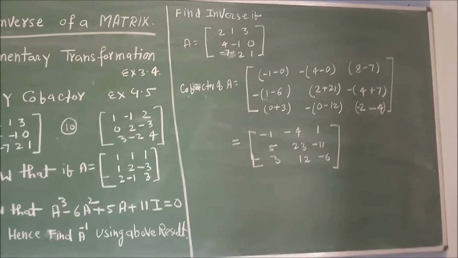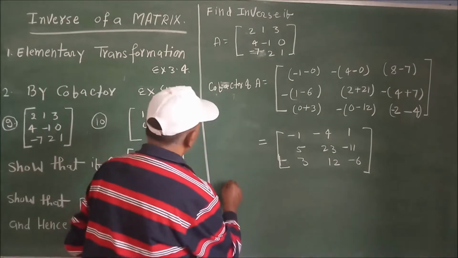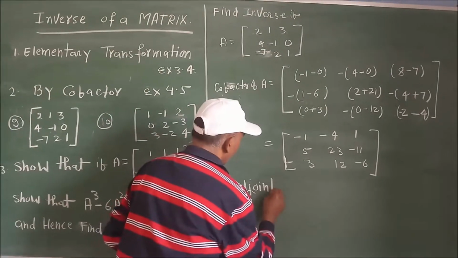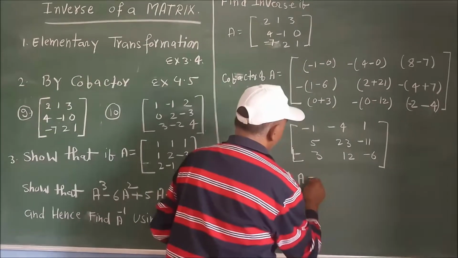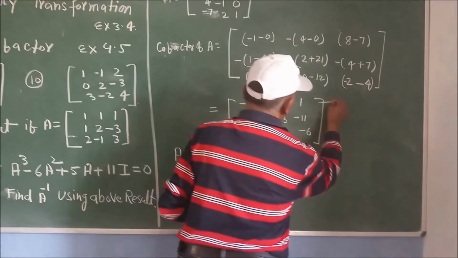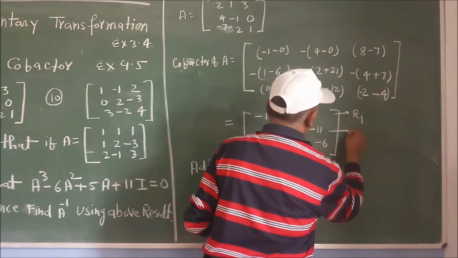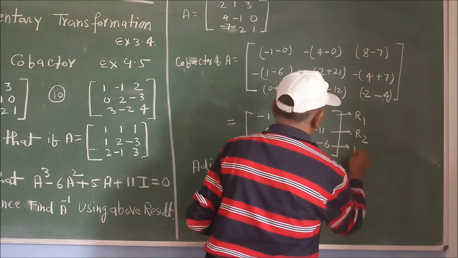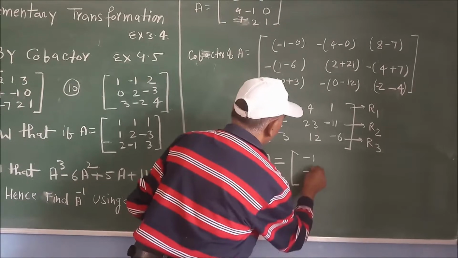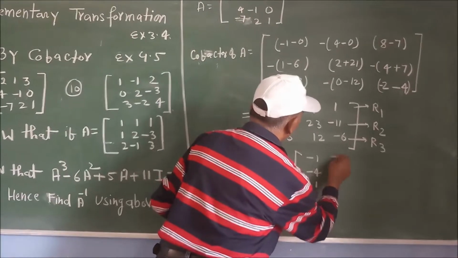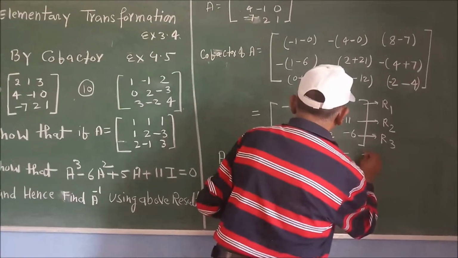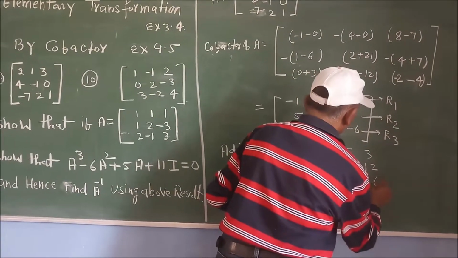After that, you have to find the adjoint of A. The adjoint of A will be equal to the transpose of this matrix. This is your R1, here is your R2 and here is your R3. So convert R1 into C1. This will become minus 1, minus 4, 1. See R2: 5, 23, minus 11, and R3: 3, 12, minus 6.